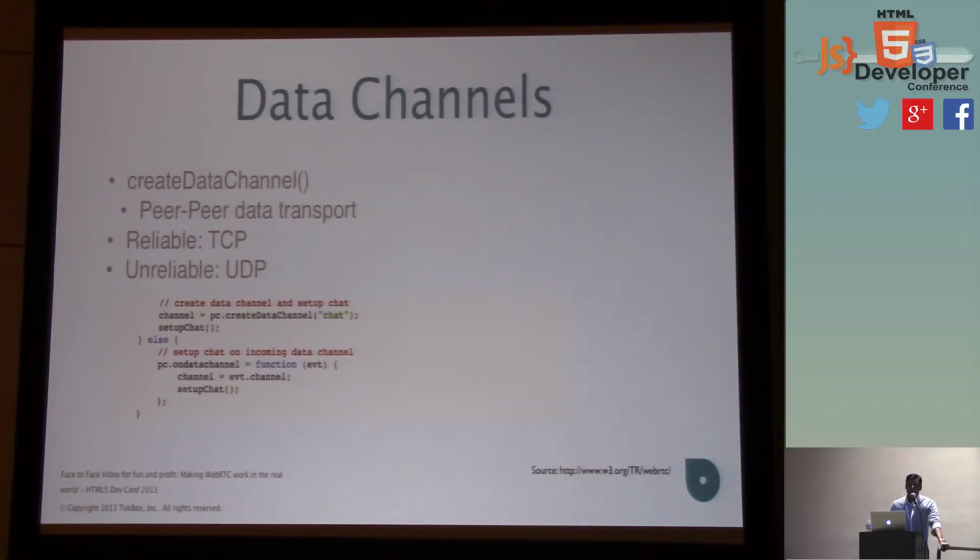There are 2 modes, basically: reliable and unreliable message delivery. Reliable is obviously built on top of TCP, and unreliable is built on UDP. And the APIs are quite simple, actually. You basically create a data channel on the peer connection, and you can send, and you have an on message received event. It's quite fast because it's UDP.